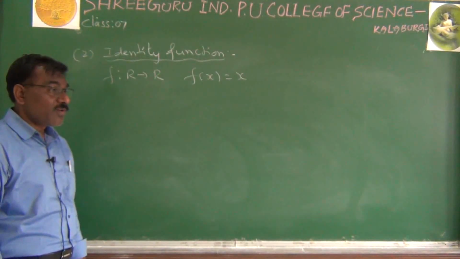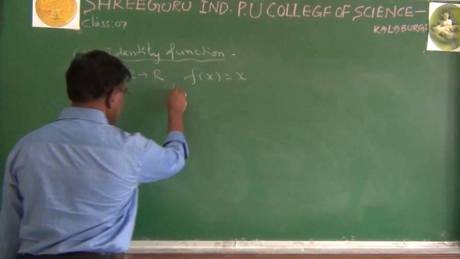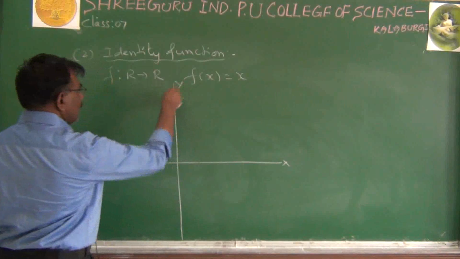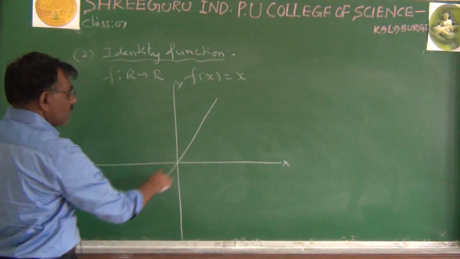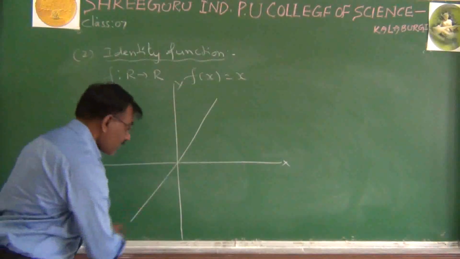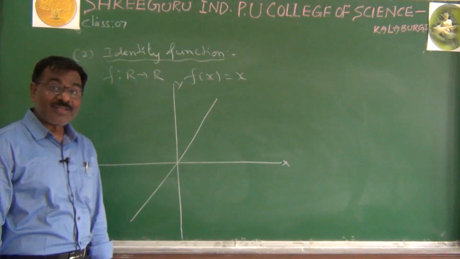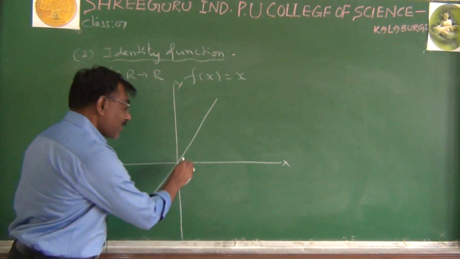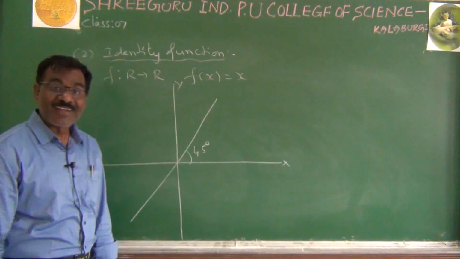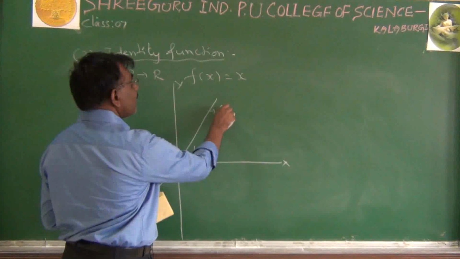Now, what is the graph? The line is passing through the origin, which is inclined at 45 degrees. This line is f of x is x.